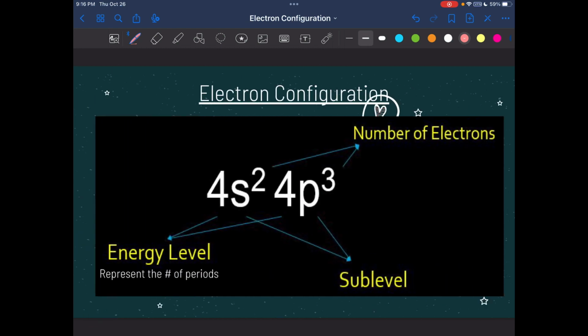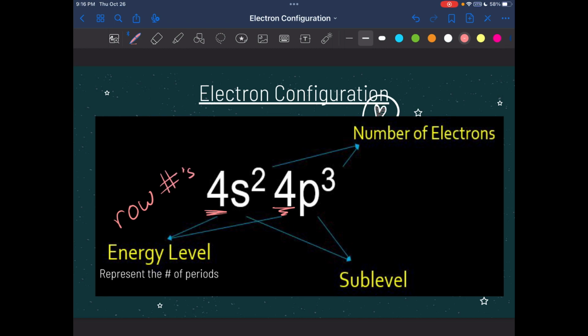So this electron configuration is telling you basically to understand what these represent. This right here, this 4 and 4. That's the energy level. But in English, what I'm saying is the row numbers.